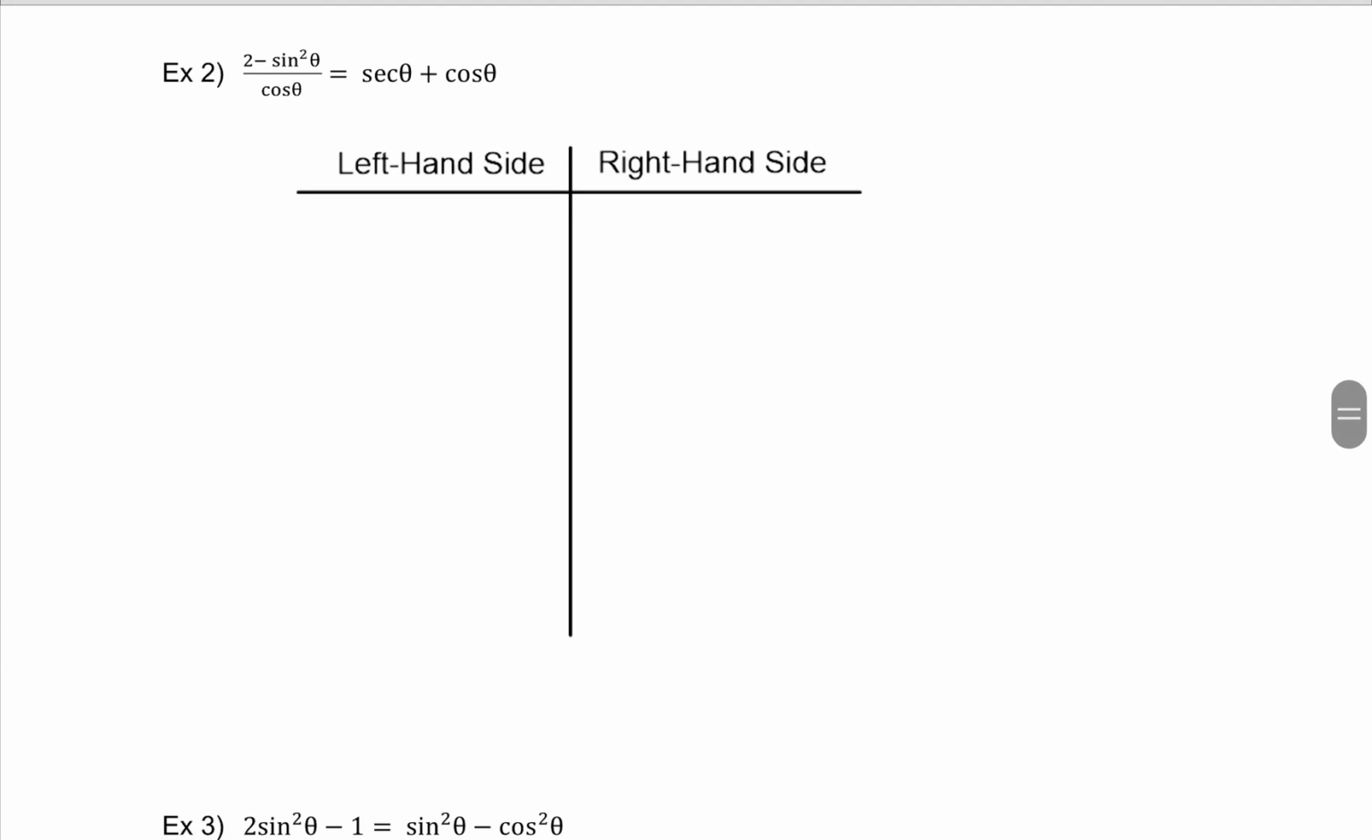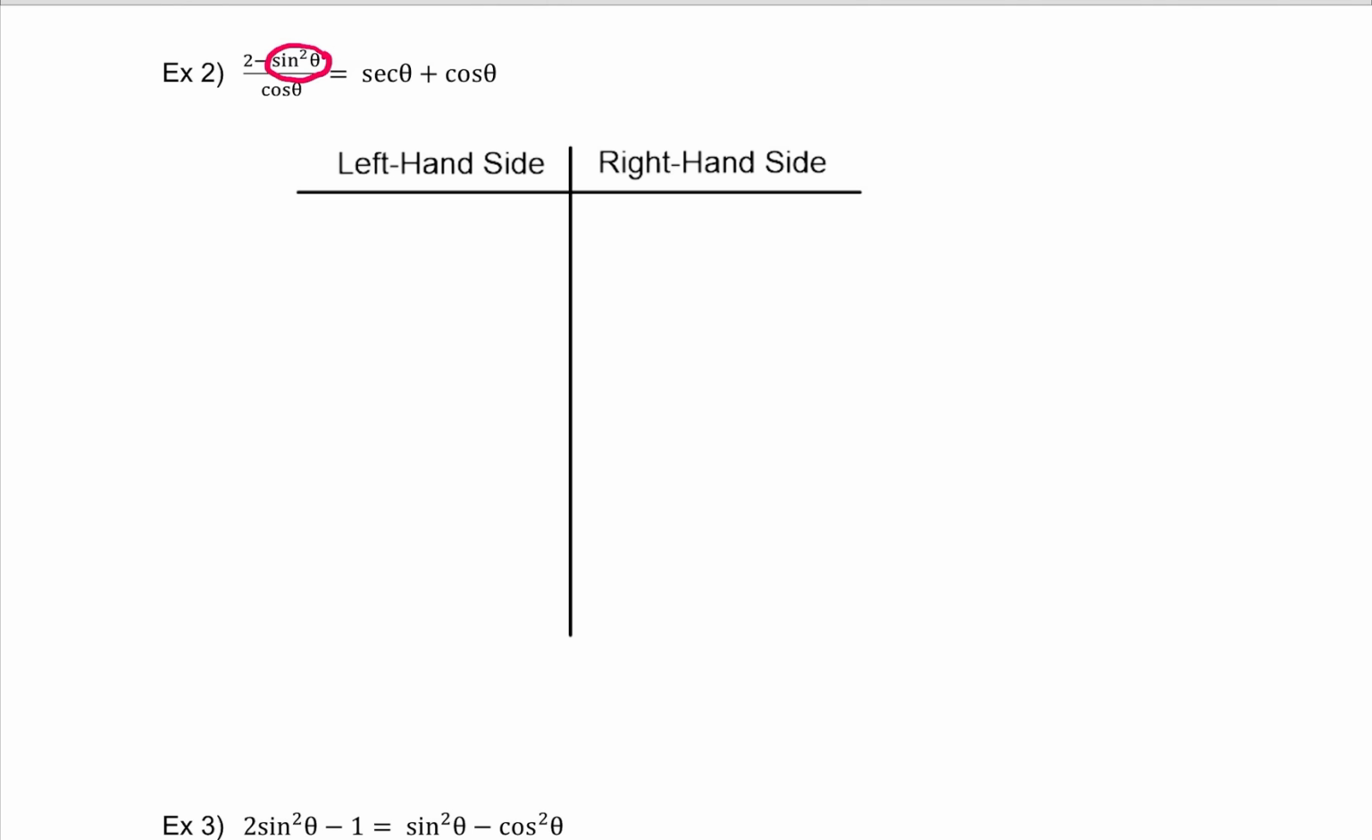Example 2. So again, you kind of need to decide what side do you want to start with. I always like to pick the side that I feel looks a little bit more complicated, and that's going to be the left side. So right away when I look at the left side, I think about sine squared theta, and I recognize that I have an identity for sine squared theta.